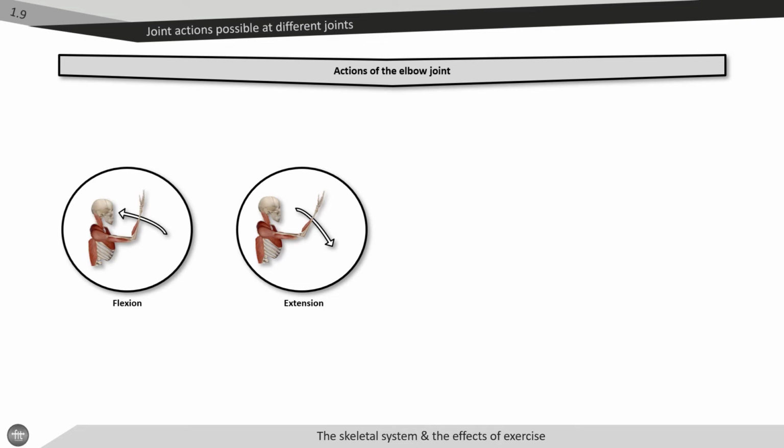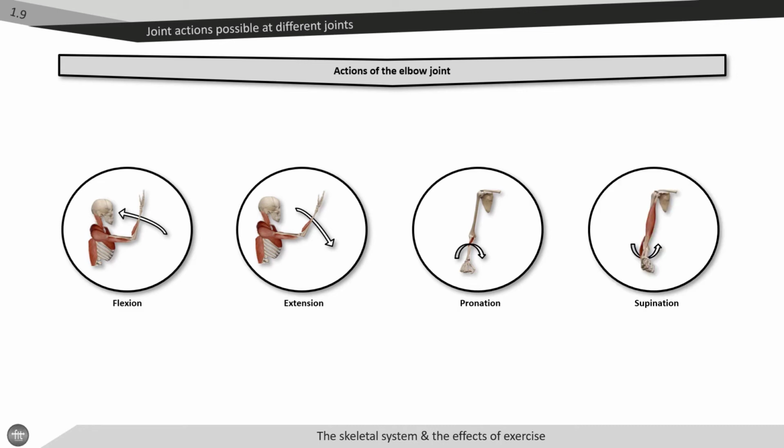There's 2 other joint actions possible at the ulnar radial joint, which is a pivot joint. These include pronation, which is the rotation of the palm of the hand to face downwards towards the ground, and supination, which is the rotation of the palm of the hand to face upwards towards the sky.